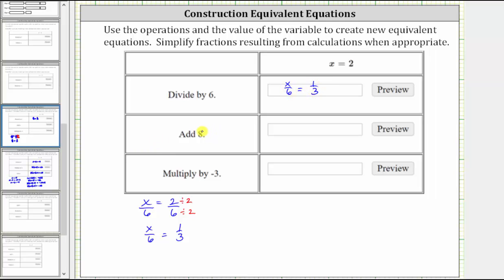The next operation is add 8. So now we take this equation and add 8 to both sides, which gives us x divided by 6 plus 8 equals 1/3 plus 8. And now let's determine the sum on the right. We have 1/3 plus 8, or plus 8 over 1, is a fraction. The least common denominator is 3. We multiply the numerator and denominator of 8 over 1 by 3, which gives us 1/3 plus 24/3, which is equal to 25/3. So the second equivalent equation is x divided by 6 plus 8 equals 25/3.